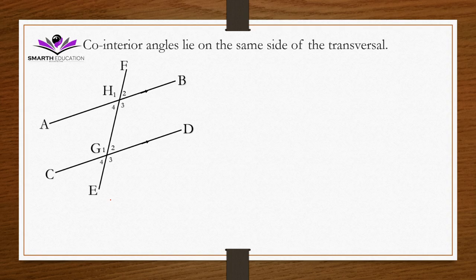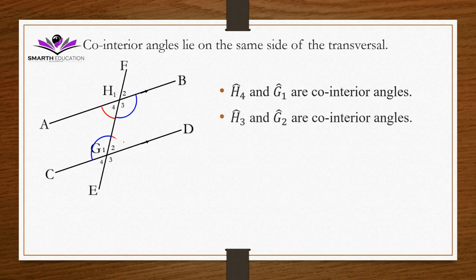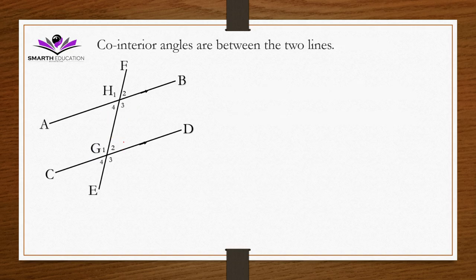We're saying co-interior angles lie on the same side of the transversal. We have our transversal here, EF, and then parallel lines AB and CD. So the co-interior angles lie on the same side of the transversal, like angle H4 and angle G1 are co-interior angles. And then angle H3 and angle G2 are also co-interior angles.